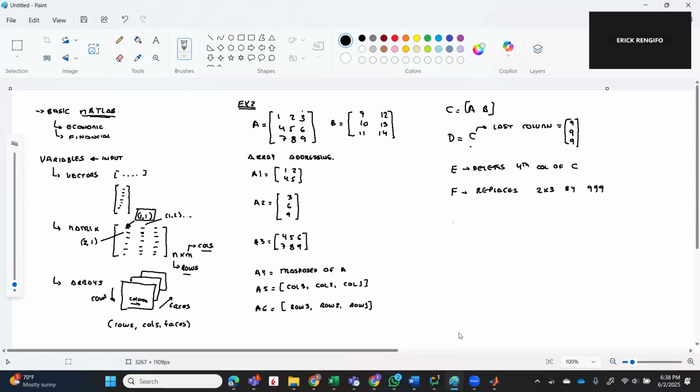Hi, Professor. Yes. For F, we're replacing a 2x3? Oh, no, no, no. Replace position. Oh, okay. This is position. So basically it's going to be 2, 3, this one, right? Replace this one here by 999. Okay, thank you.